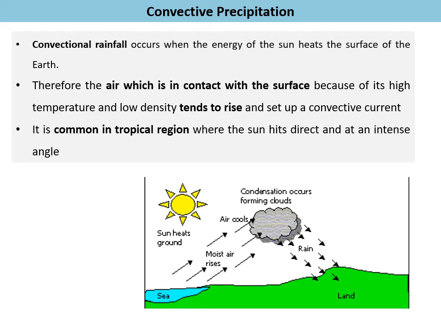This light, low density air mass tends to rise and set up a convective current. Then it slowly condenses as it moves higher and higher, and this leads to the formation of clouds and then rain. The rainfall which occurs as a result of this mechanism is called convective precipitation. This type of rainfall is very common in equatorial regions like Congo.